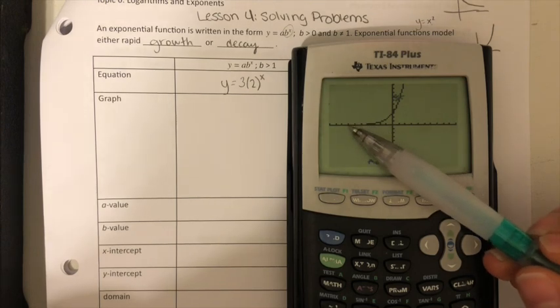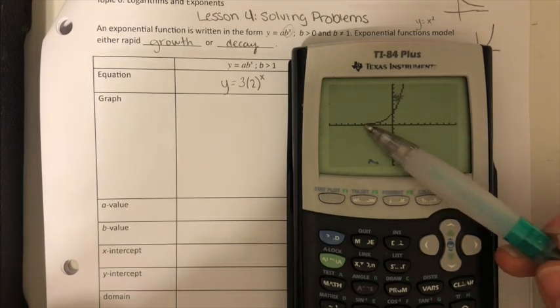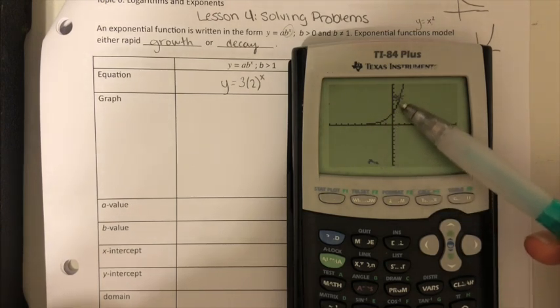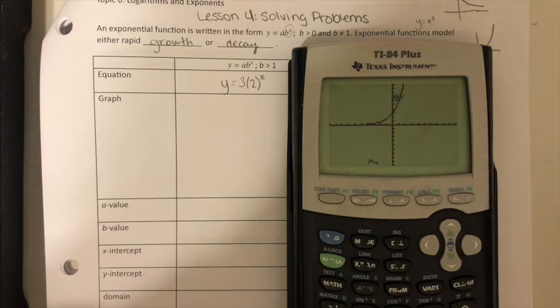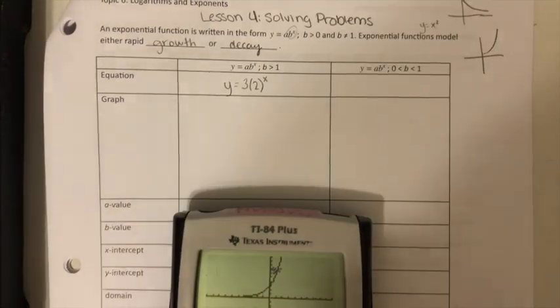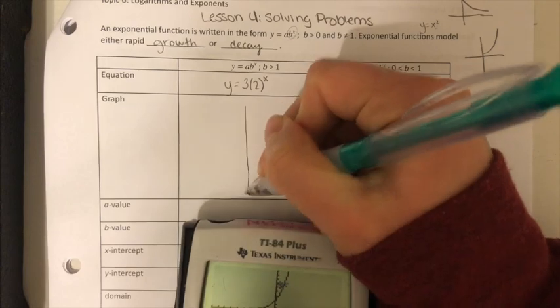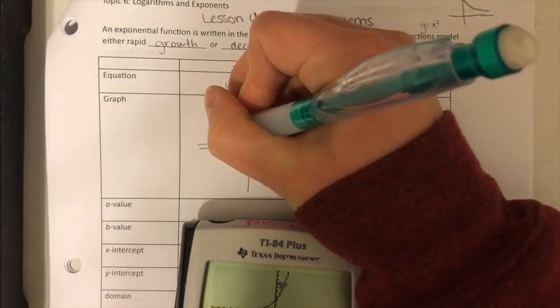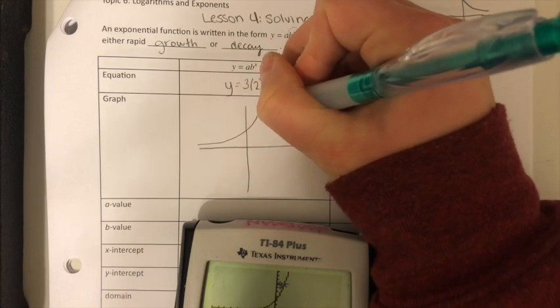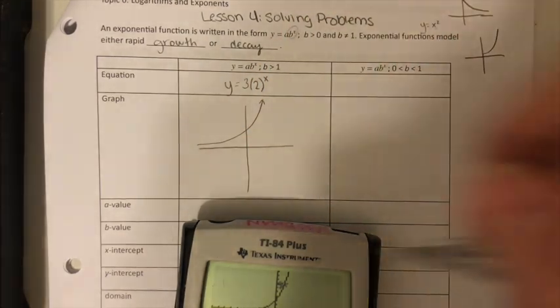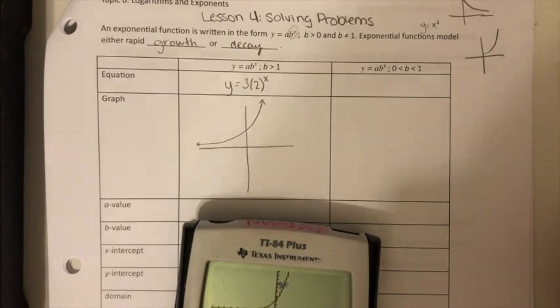So notice how we've got that exponential growth, right? The slope is smaller down here than it is up here. It gets steeper and steeper and steeper as we go. So we're just going to sketch ourselves a little picture of what this thing looks like. Kind of looks like that.